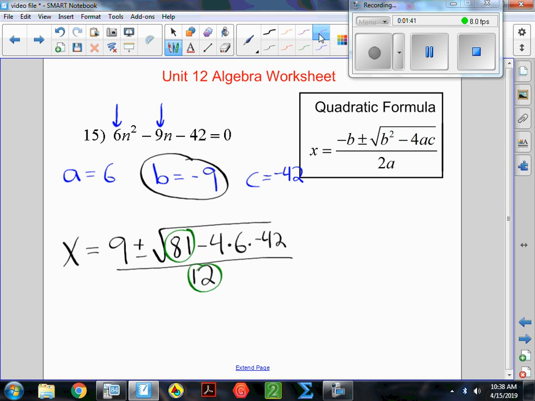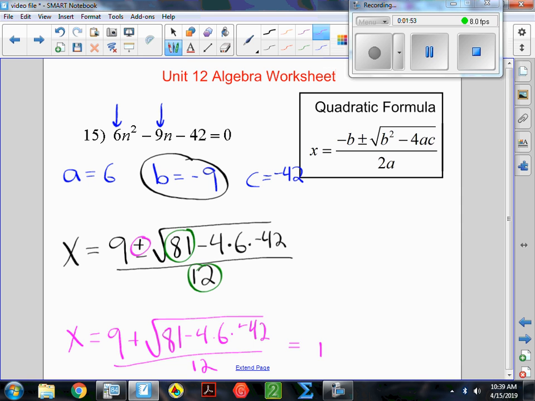So we're going to break that up into two parts. We're going to do the plus first. So x equals 9 plus the square root b squared minus 4 times a times c over 2 times a. So it's going to equal something over 12, and we'll see what that is.